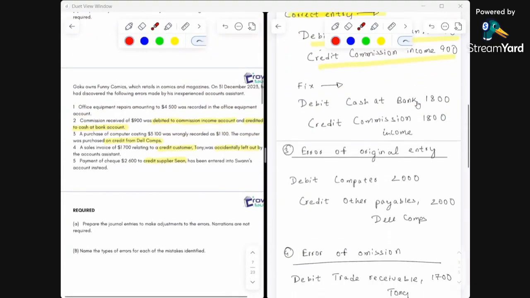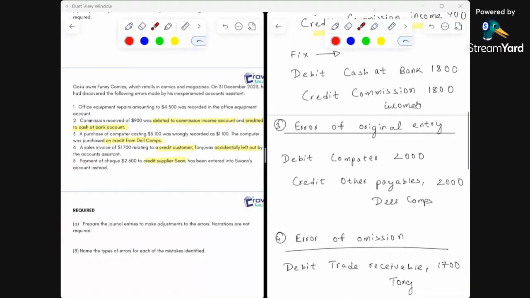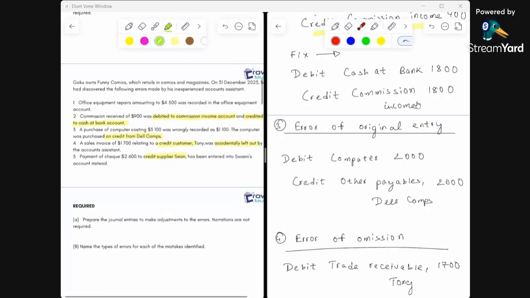Now, let's move to the third error which we have now. A purchase of computer costing $3,100 was wrongly recorded as $1,100. The computer was purchased on credit from Dell Comps. So what's the error in this case? It's basically we are under-recording what we were supposed to record. The main amount was 3,100, all right? But we ended up recording it as 1,100.